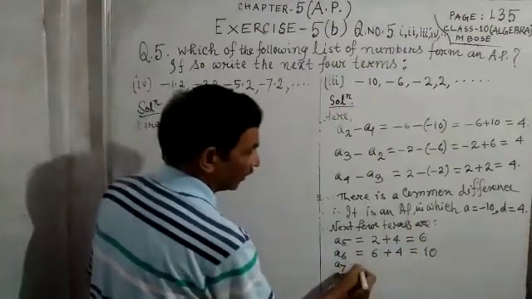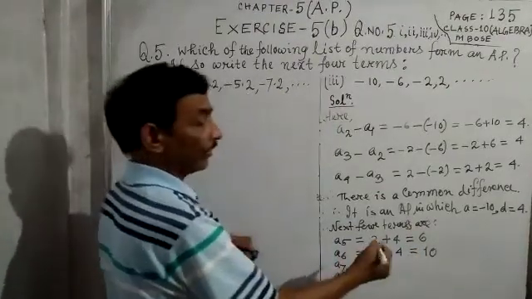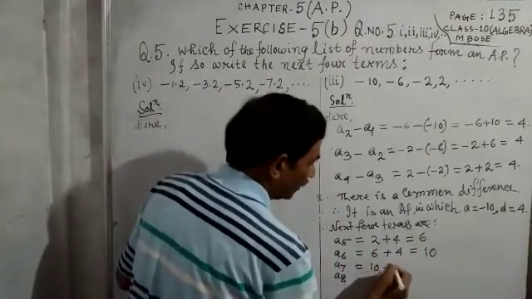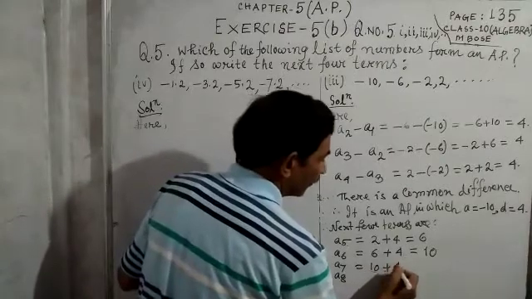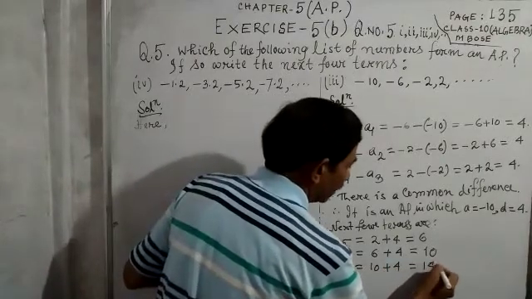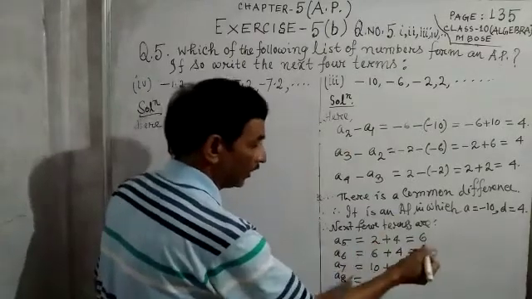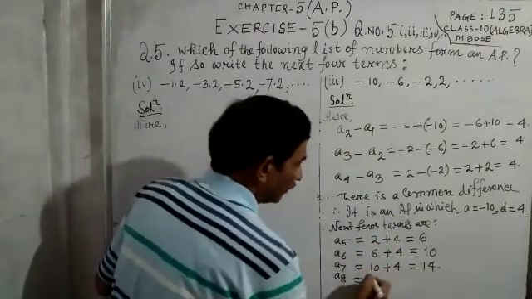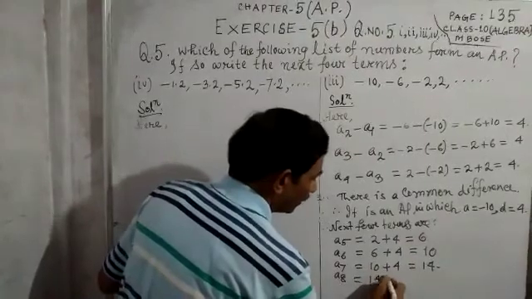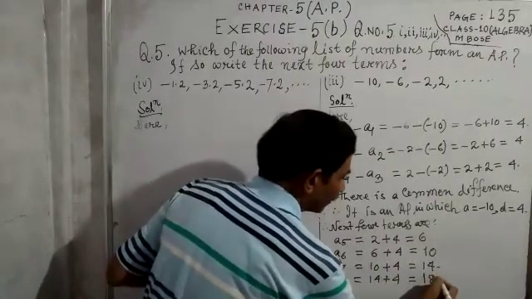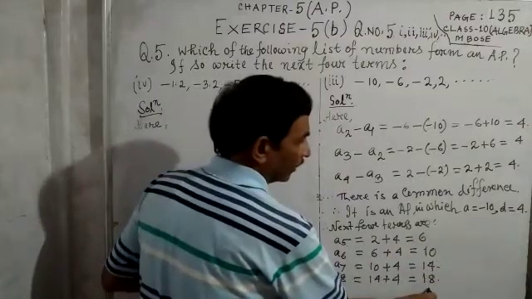And then A7. A7 is A6 plus D. What is A6? It is 10, plus D value which is 4. So 10 plus 4 is 14. And the A8 formula is A7 plus D. What is A7? A7 is 14, plus D value 4, is equal to 18. So these are the next four terms.